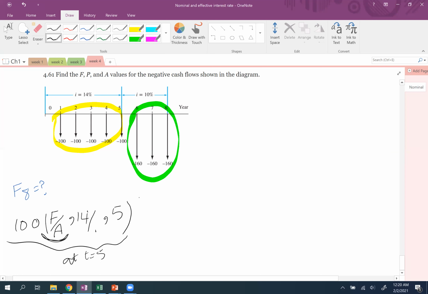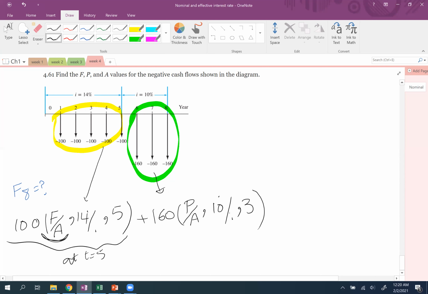Then I have to move the green part to time equal to 5. So again, it will be 160. I want to shift it to time 5, so it means I have to shift it backward. So I want to find P for the given A, 10%. This time the interest rate is 10% for the green part. And what is N? 1, 2, 3. You have 3 cash flows.